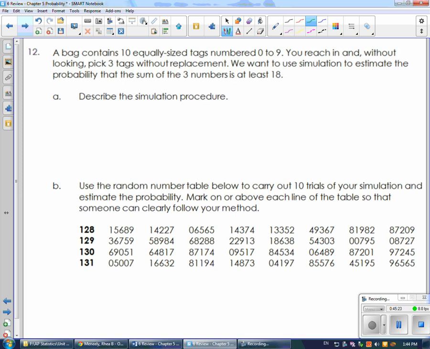So if we're going to do this on our calculator or using the table of random digits, what I want to do is generate the digits 0 through 9. Let's go ahead and say that we're going to do this on the random number table. So using a random number table, we're going to observe single digits at a time.